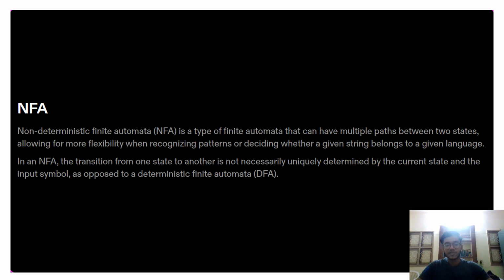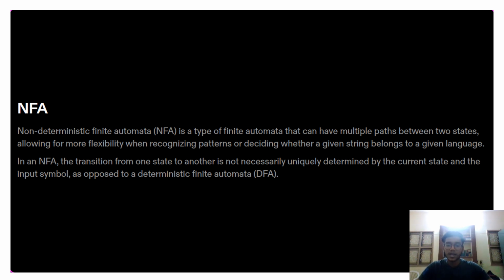The second type of FA is NFA, non-deterministic finite automata. The NFA is a type of finite automata which differs from DFA because it exists in multiple states at once. This feature makes NFA more powerful than DFA, but also makes it more complex. An NFA is defined by a set of states, a set of input symbols, a transition function, a start state, and a set of final states.